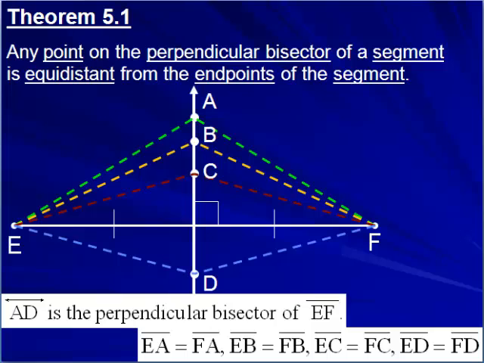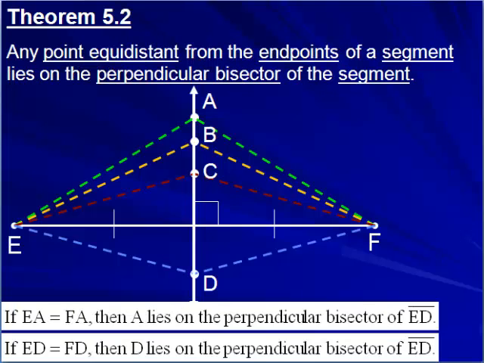Alright, there's also sort of a converse to this theorem. Converse says any equidistant point from the endpoints of a segment lies on the perpendicular bisector of the segment. So it's the same picture, it's the same scenario. It's just we're going to start with the endpoints and say, okay, so EA, that distance, and that distance are the same, so therefore they must lie on this line, this perpendicular bisector that contains A, B, C, and D.